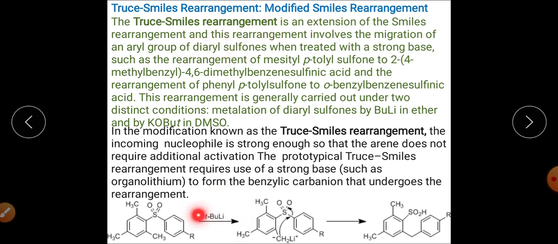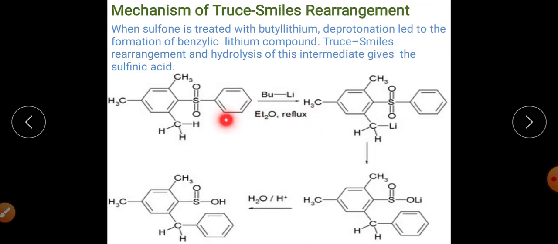So a strong base is generally used for this reaction, and this strong base will abstract the proton from the CH3 and convert it into CH2 negative, and this particular CH2 negative will attack this particular carbon which is bearing the S double bond O group, and then it will finally get converted into the product. So this is the Truce-Smiles rearrangement, in which we have a CH3 group that can be converted into CH2 negative, meaning a carbanion can be formed from that particular group, right? So this is the modification of the Smiles rearrangement reaction. The mechanism of the Truce-Smiles rearrangement I have already told you about.